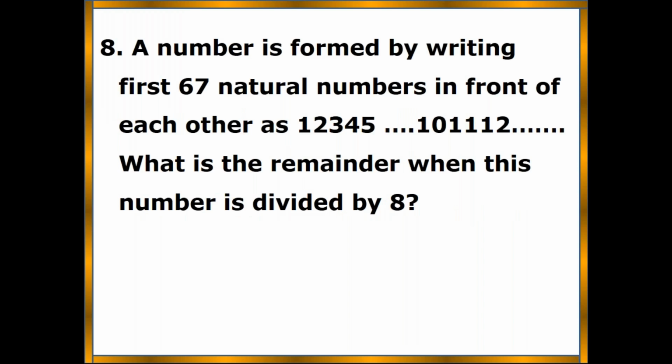A number is formed by writing the first 67 natural numbers in front of each other, as 1 2 3 4 5 and so on, 10 11 12 13 and so on up to 67.